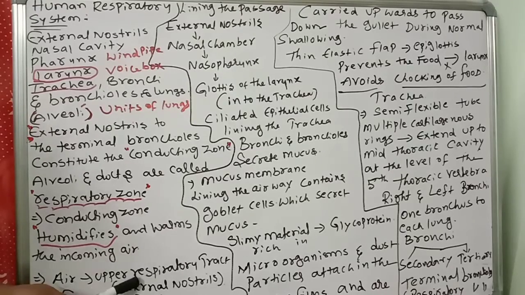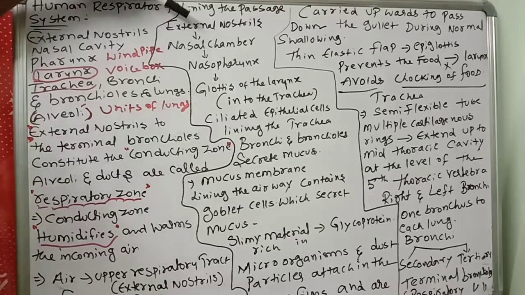In human beings, air enters into which one? The upper respiratory tract, through the external nostrils, right? This one is very important. The air passing through the nostrils is filtered by fine hairs and mucus lining the passage. That air is first filtered by hair.